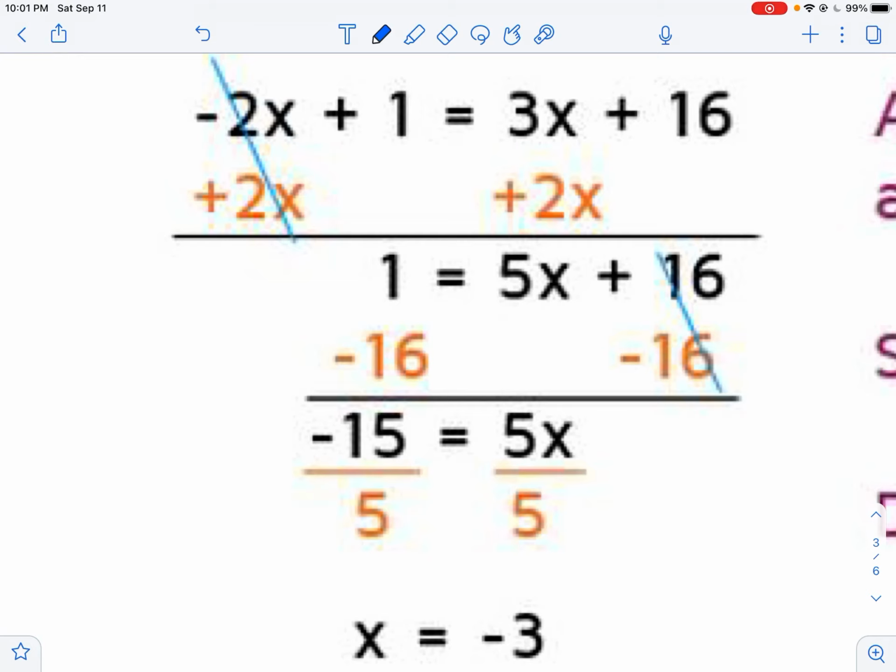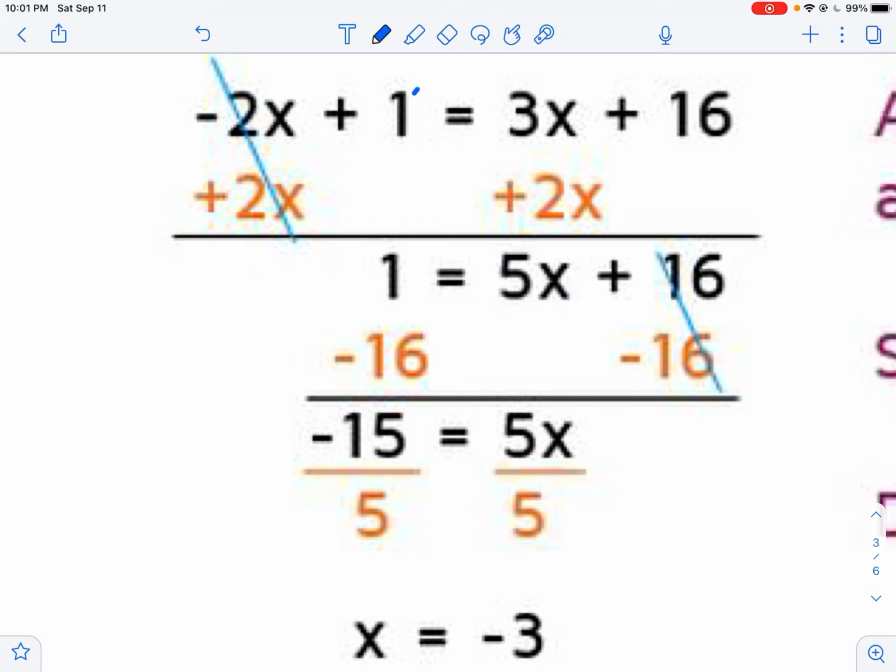In this example, they chose to get rid of the negative 2x on the left and put it on the right side. And you can't just carry it over. You have to do the opposite. So the opposite of a negative 2x is a positive 2x. We're going to add 2x to both sides of the equation. And 3x plus 2x gives you 5x.